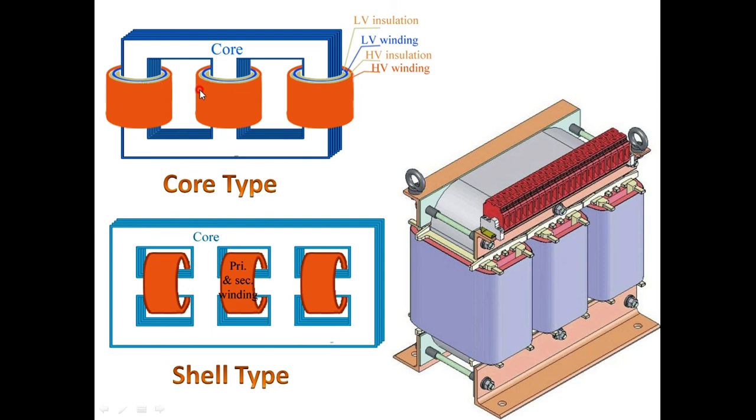Okay, this is your core type transformer. First there is a low voltage winding wound. On that there is a layer of insulation. Over that they have got a HV winding. You can see here it is a core type of transformer, and on the central limb you have got the windings, that is, first once again LV winding and then HV winding. Okay, that is primary and secondary windings. This is how a three phase single unit looks like.